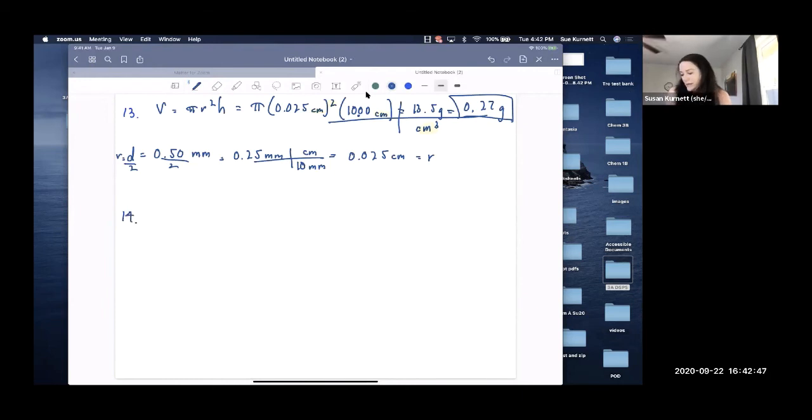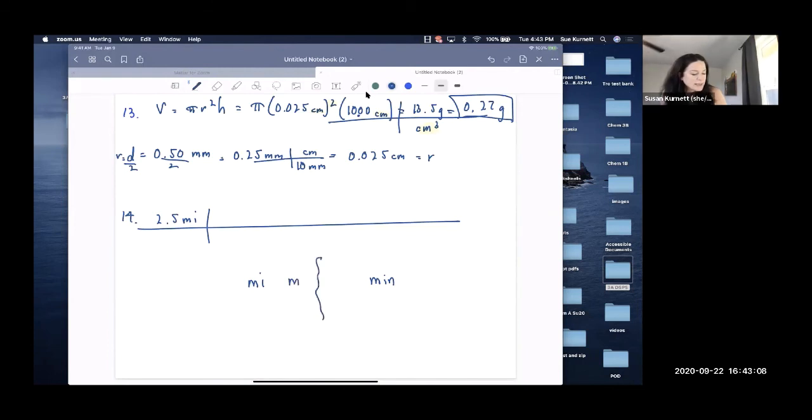Okay, 14, we're going from miles to minutes, so we must need a rate. The rate is limited to sig figs. In this case, both the starting amount and the rate have 2 sig figs. We're going from miles to minutes. Our rate is given in minutes per second. No, meters per second. So I'll put meters on the length side and seconds on the time side. I can't go straight from miles to minutes, so maybe I'm going to need to go through kilometers.